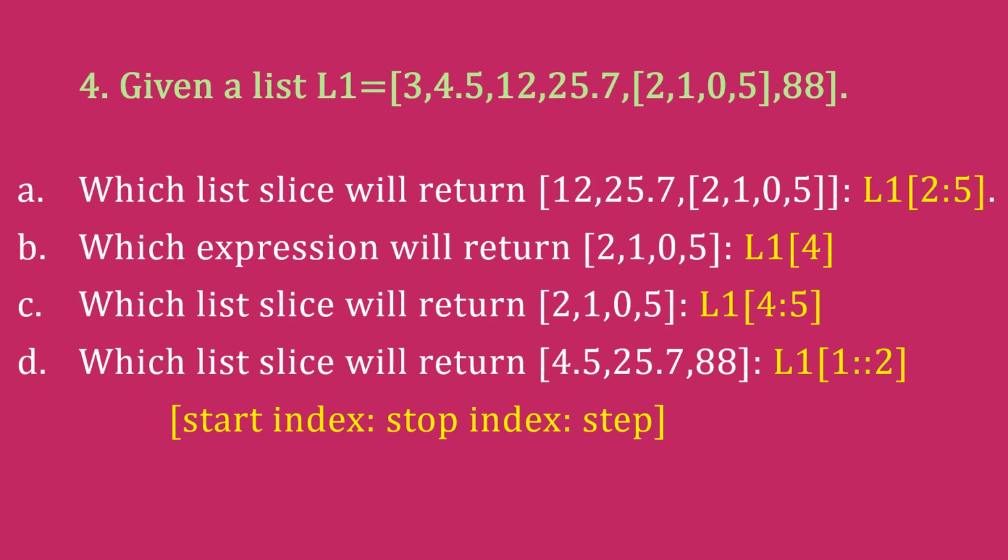Now which list slice will return 4.5, 25.7 and 88? Okay, so as we can see here we are just accessing the elements which are present at index number 1, 3 and 5. So you can give a start value of index number 1 and a stop value, that means it will continue till the end of the list, with a step value 2, so that it will access the elements which are present at index number 1, 3 and 5.